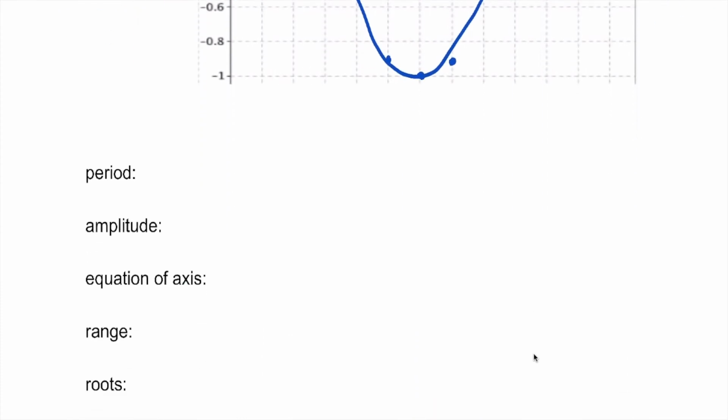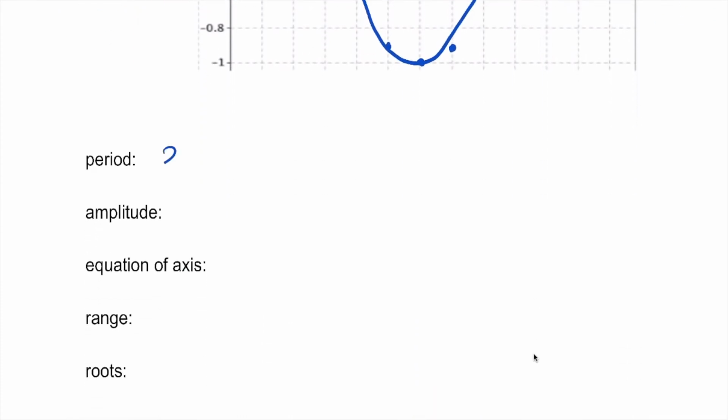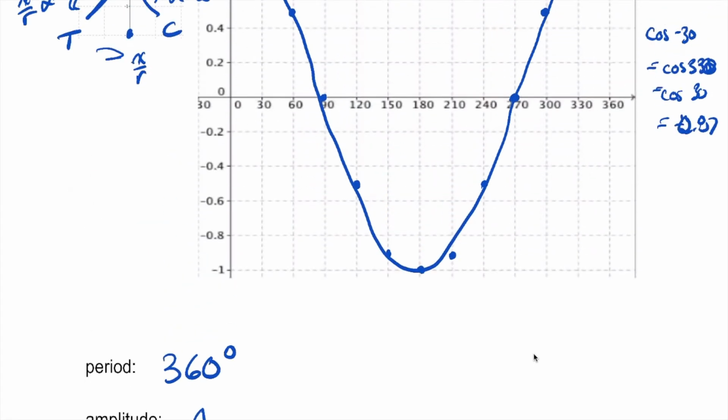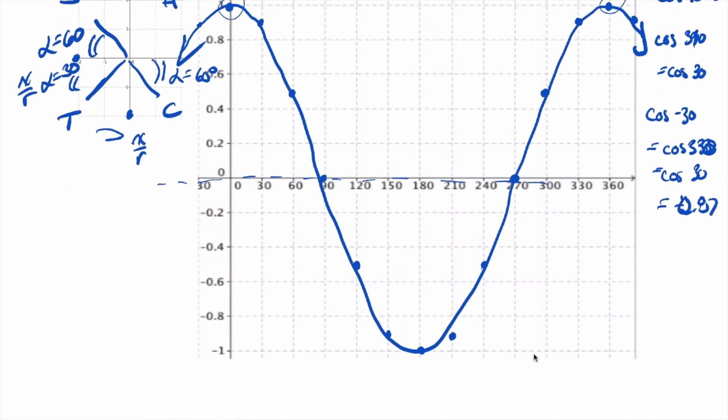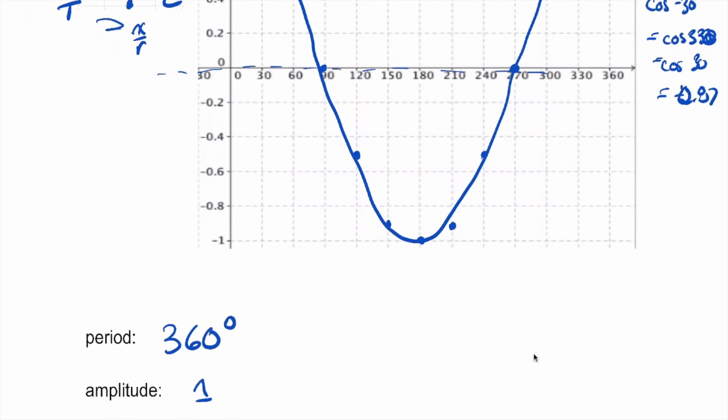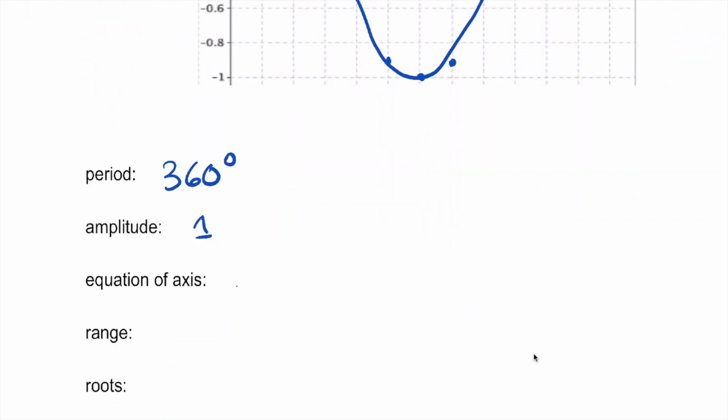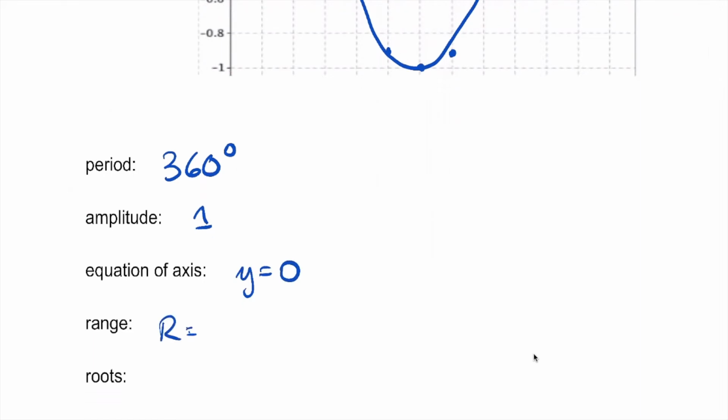So how can we describe it, or what are the properties of it? The period, again, is also 360 degrees. The amplitude happens to be 1 as well. Our equation of axes is still our x-axis, because cosine and sine have the same peak, which is 1, and then the same trough, which is negative 1. So really the amplitude and equation of axes doesn't change at all. Neither does our range. So the range is y is an element of the real numbers, such that y is in between negative 1 and 1.